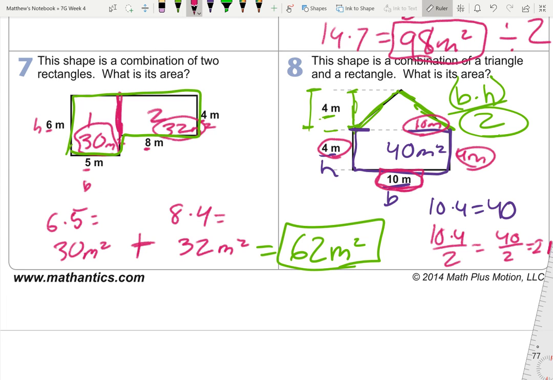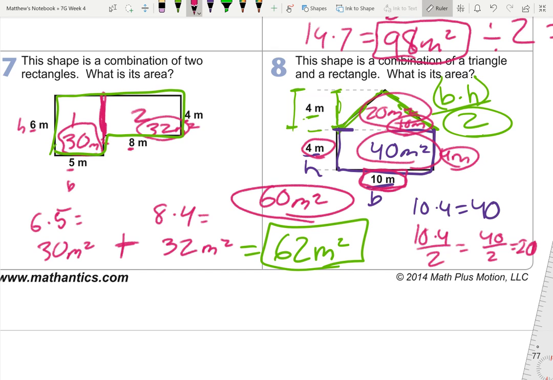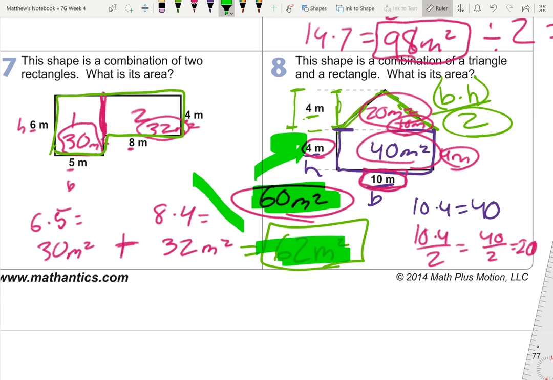So that's going to be 20. It's not letting me write. There we go. There's 20. So we have 20 meters squared plus our 40 meters squared. So 20 plus 40, that's going to give us 60 meters squared in total. That would be our final area for this entire shape. Maybe I want to highlight that so that way it stands out. 60 meters squared for this shape here, and then 62 meters squared for this shape here.